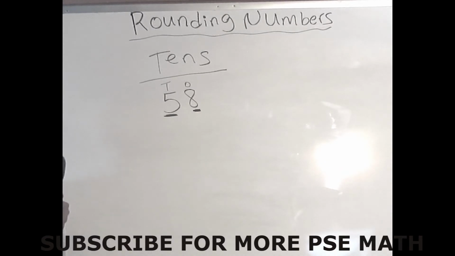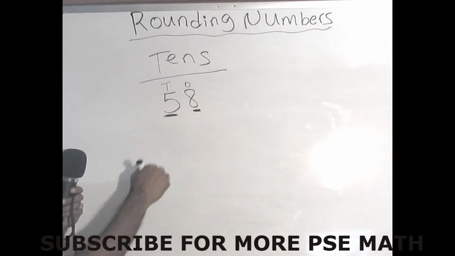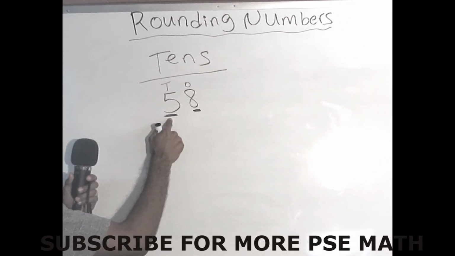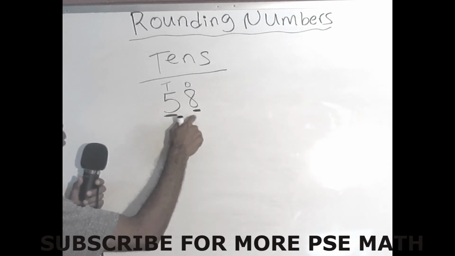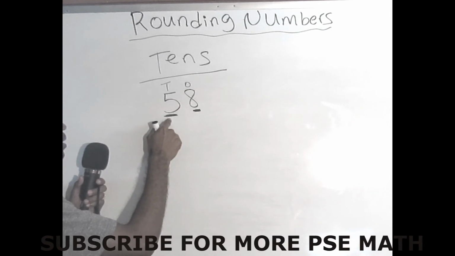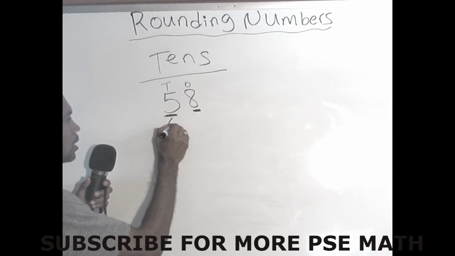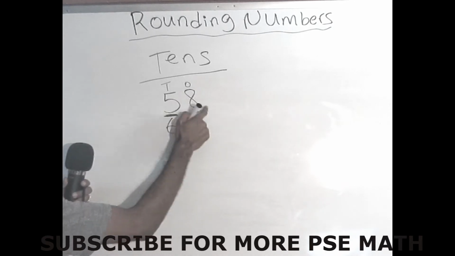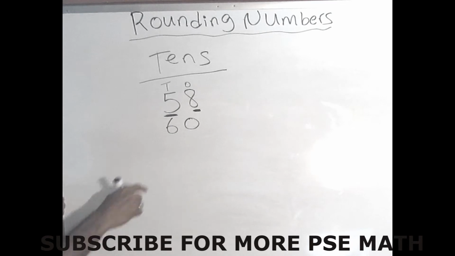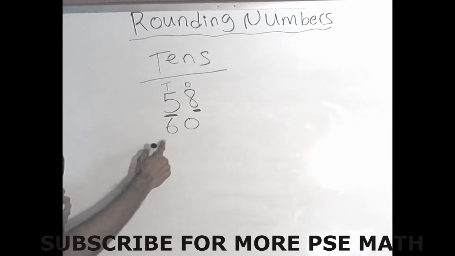So let's go straight into rounding 58 to the nearest tens. All right, so we know that 5 is in the tens place. Because the number before it is 8, remember the rule says if this is 5, 6, 7, 8, or 9, we'll add 1 to this number that we're rounding. Adding 1 to 5 will give us 6, and this next number will become 0. So when you round 58 to the nearest tens, that will give you 60.